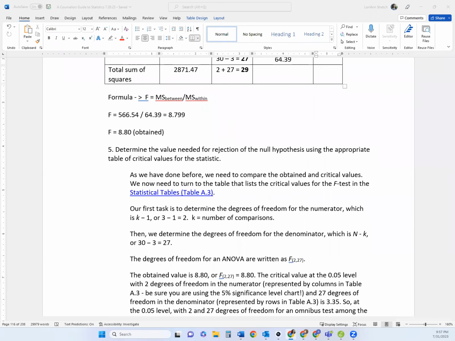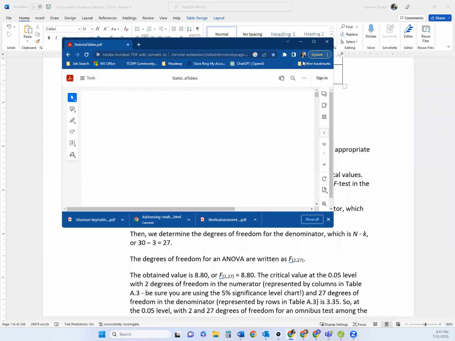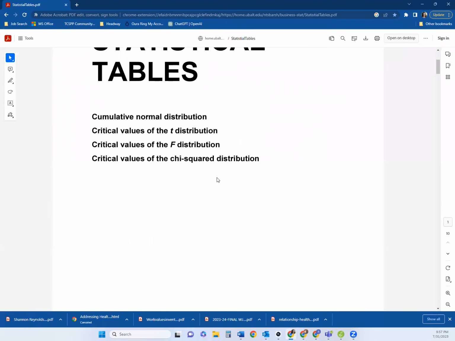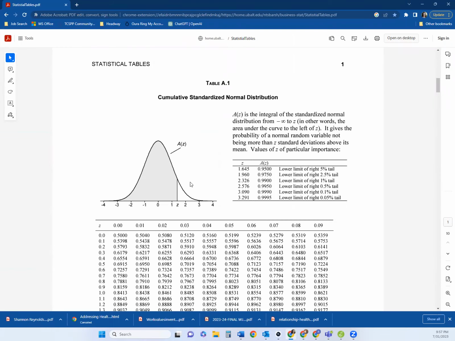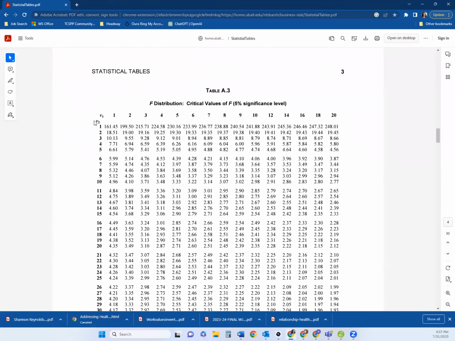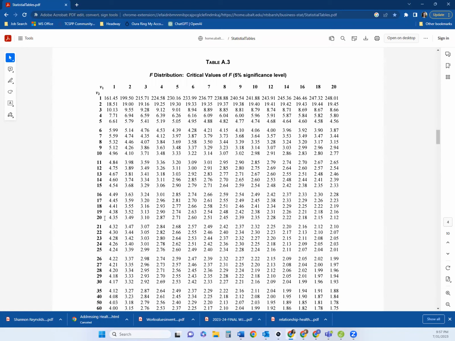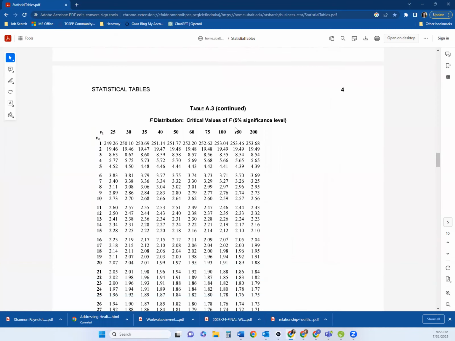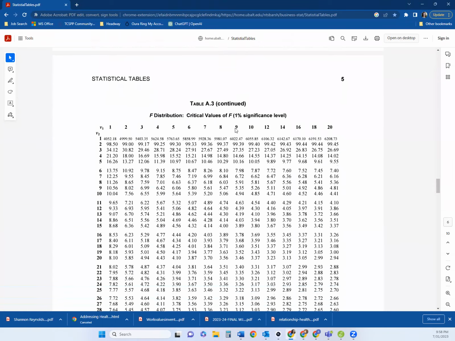So let's take a look at our statistical table that we've been using. We're going to go to the F distribution. So we're going to scroll down until we find the F distribution. And this is our numerator, so it's 2. And our denominator is down here, so that's 27, which gives us 3.35. And this is for the 5% significance level. If we wanted to do 1%, we would be able to go here to this one, right?